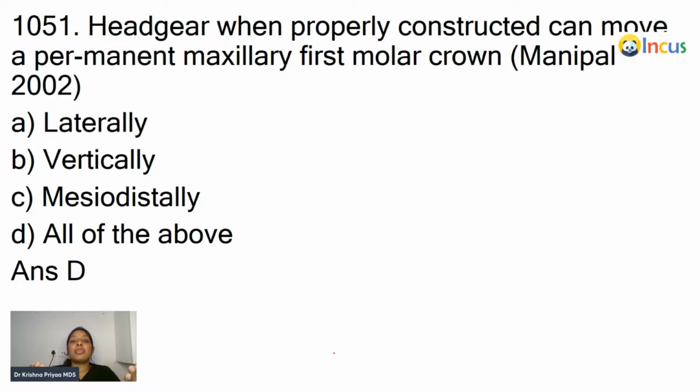Whenever in the maxilla, our alveolar bone is such a way that it is closer in the beginning and it extends in the later stages. So when the first molar goes distally, the arch actually expands. So obviously it is also going to go in the lateral direction. Since the molar is going to move in all three dimensions of force, when headgear is properly constructed we can play with what position we want the molar to be, and therefore the answer to this question is all of the above.